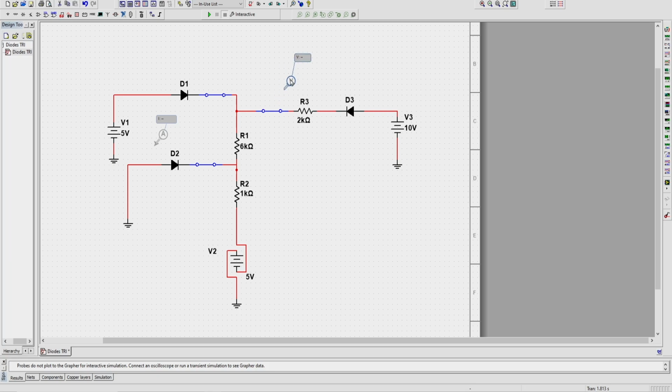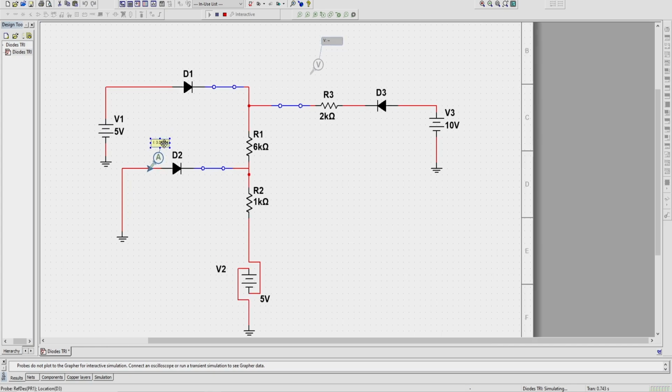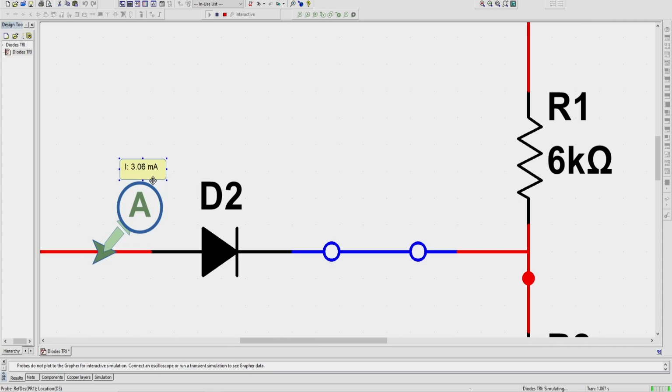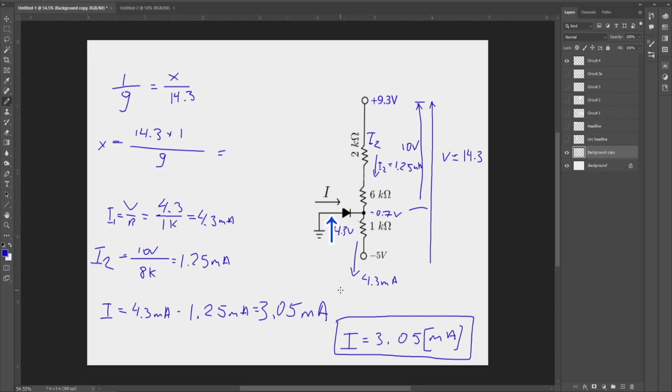Here's our voltage probes. Here's our current probes. Turn that on. Boom, put it there. 3.06 milliamps. A beautiful problem to solve. It has many layers of thinking involved, and there are so many traps that you can step into and cause a chain reaction of making a mistake, which is going to trip the whole final result.